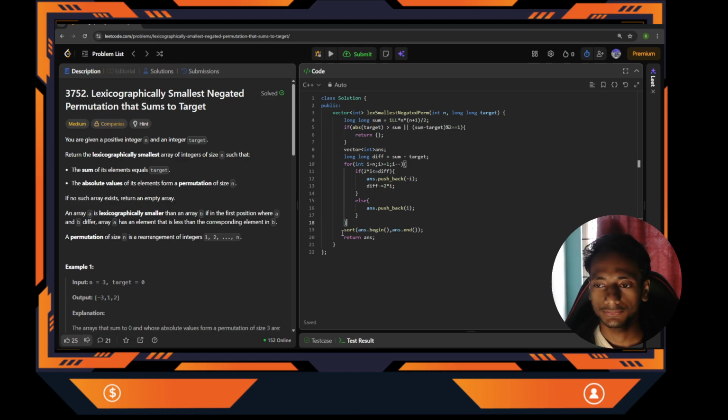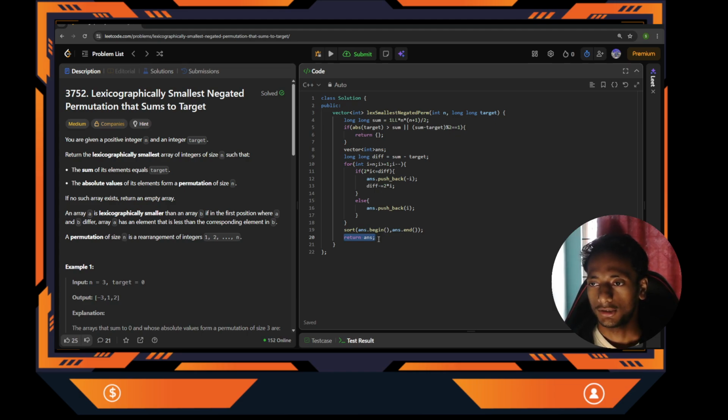Now sort this array. If I sort the answer array, it will be in non-decreasing order, so the smallest value will be at the front, and that will be the lexicographically smallest array. Return the answer. So this is clear.